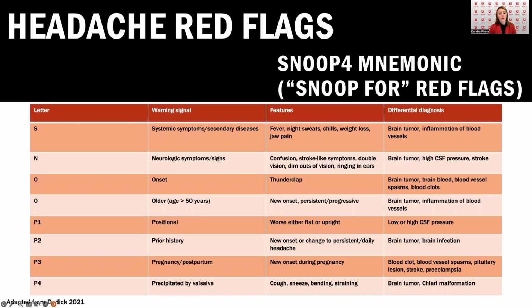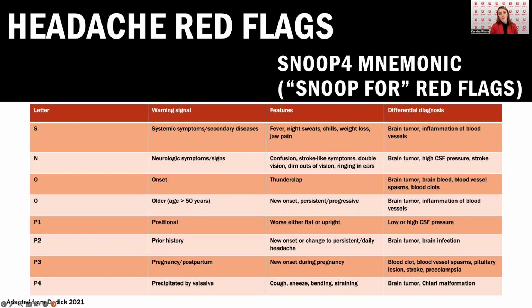And then we have the O for onset. So thunderclap, and we think, like a clap, a headache comes on just like that. That worries us about brain tumors, brain bleeds, blood vessel spasms, blood clots. The second O is for older, so people that are over age 50 that have new onset headache or headache that is worsening. We worry about brain tumor or inflammation of blood vessels.